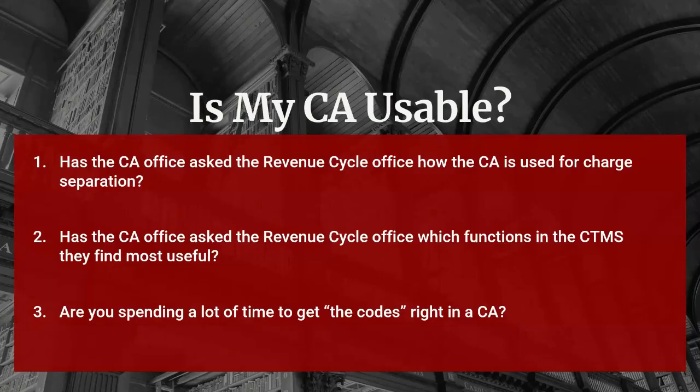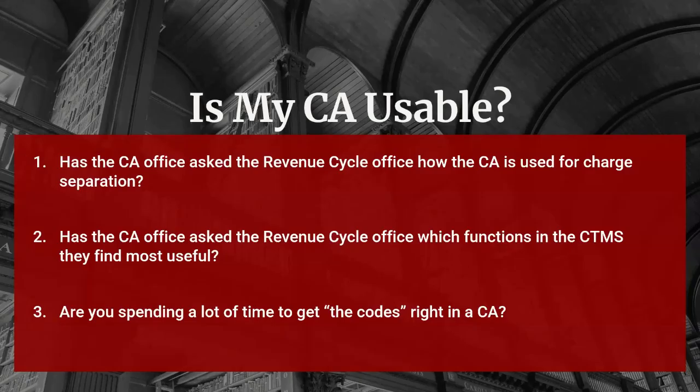But for example, we've seen revenue cycle offices where, when they're queried on what parts of the CTMS are most useful for your job, the most common response that we see is, well, we need to know who the subject is. So we need to have that identified, and we need to know what arm of the study the subject is on, and that's the minimum. That's a great function to use.